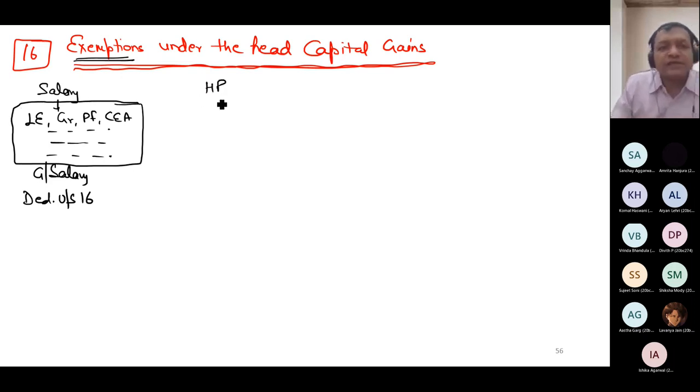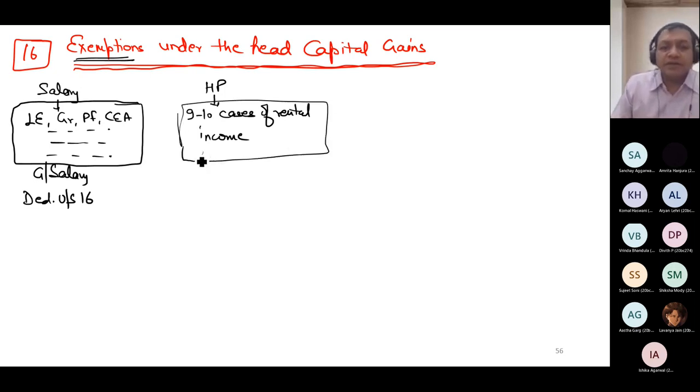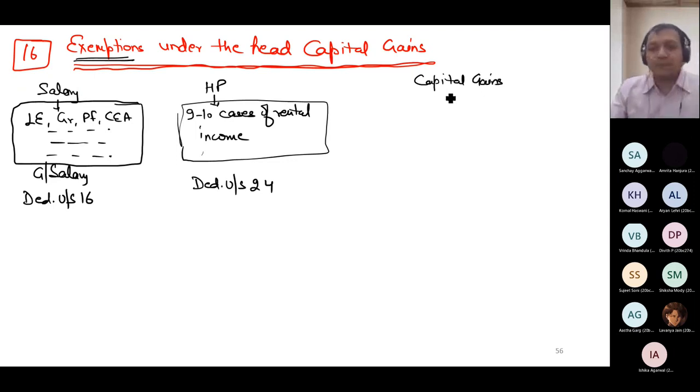In house property also, was there any exemption? Yes. I discussed with you around 9 to 10 cases of rental income where it is 100% tax free. So that is exempt. But to get final taxable house property income, there were deductions under section 24. In capital gain, deductions we have already used.